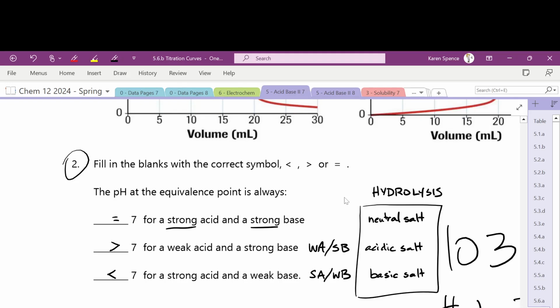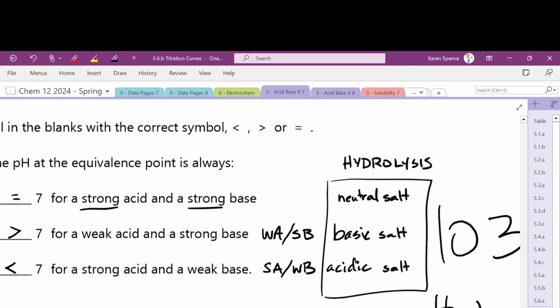All right. Yes? Did I do it backwards? Yes, I did it backwards. I saw a look on the face and I was like, oh dear, what have I done wrong? Okay, basic salt and acidic salt. Thank you. I got them backwards. Sorry about that.